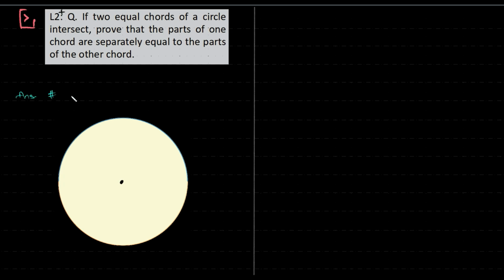Okay, I hope you figured it out. Now we are looking at two chords, but there is a speciality. What is it? They're equal in length, and they intersect each other. So basically something like this. You can see that I've almost drawn two equal chords, and you can see they are intersecting. And what is it that we have to prove now? At least figure it out.